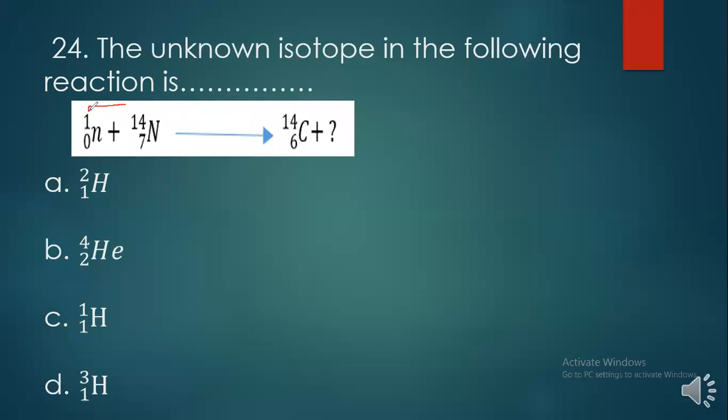So going through these parts, we can say that here the total sum of the mass number is 15, and for the atomic number, the total sum is 7. Accordingly, if this is 6, the atomic number here should be 1, and if this is 14, the mass number here should be 1, such that the total sum on the right side is the same as on the left side. So this leaves us with hydrogen 1, 1. So the answer here is C, hydrogen 1, 1.